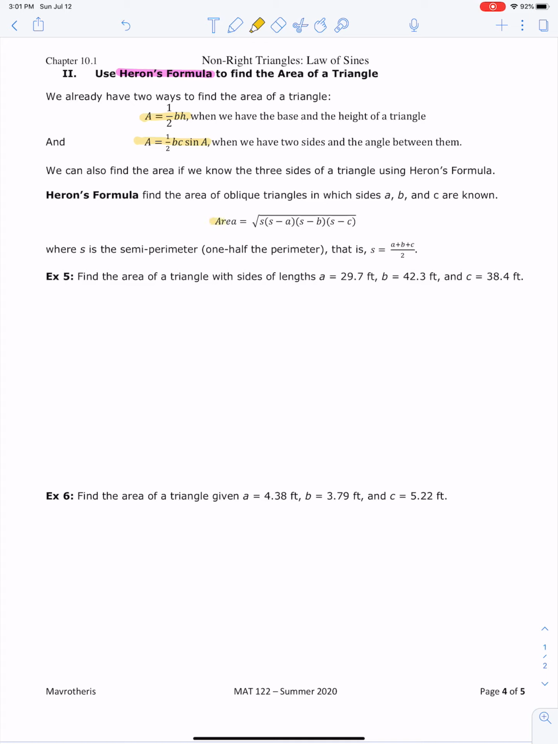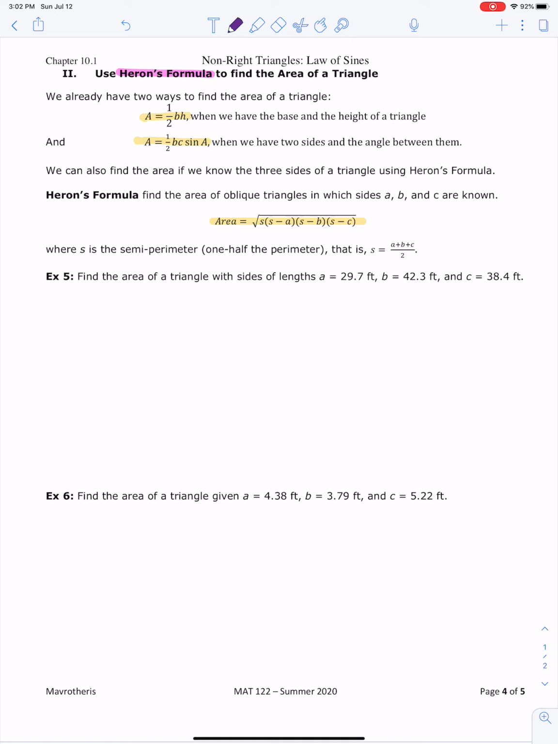That involves the square root of something we call s times s minus a times s minus b times s minus c, where a, b, and c are the known sides. S is something called the semi-perimeter, which is half of the perimeter of the triangle. So we're going to add all 3 sides and divide that by 2.